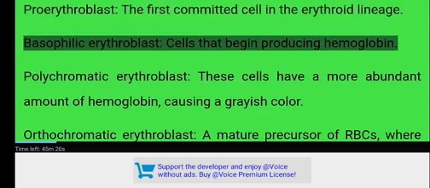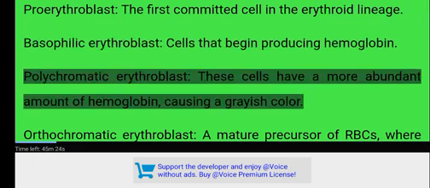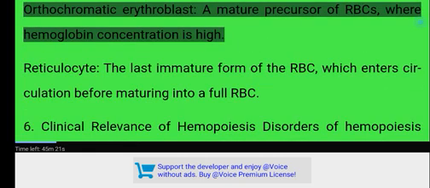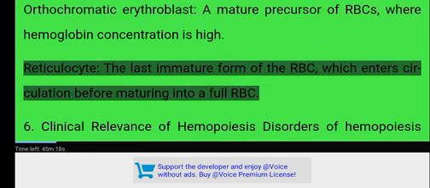Proerythroblast, the first committed cell in the erythroid lineage. Basophilic erythroblast, cells that begin producing hemoglobin. Polychromatic erythroblast, these cells have a more abundant amount of hemoglobin, causing a grayish color. Orthochromatic erythroblast, a mature precursor of RBCs, where hemoglobin concentration is high. Reticulocyte, the last immature form of the RBC, which enters circulation before maturing into a full RBC.